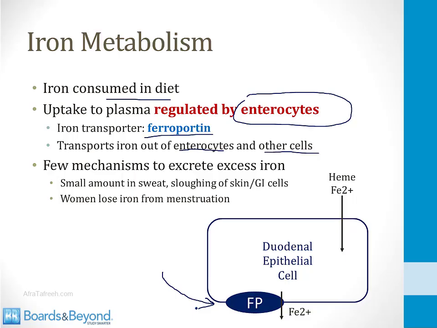Once the iron gets into our body, we really don't have a major mechanism to excrete it in large quantities. A small amount is lost in sweat and the sloughing of skin and GI cells. Women lose some iron when they menstruate, but other than these two minor mechanisms, basically whatever iron gets into our body will remain in our body, and this is why patients who require lots of blood transfusions can become iron overloaded because they have no way to get rid of all that iron coming into their body in the transfusions.